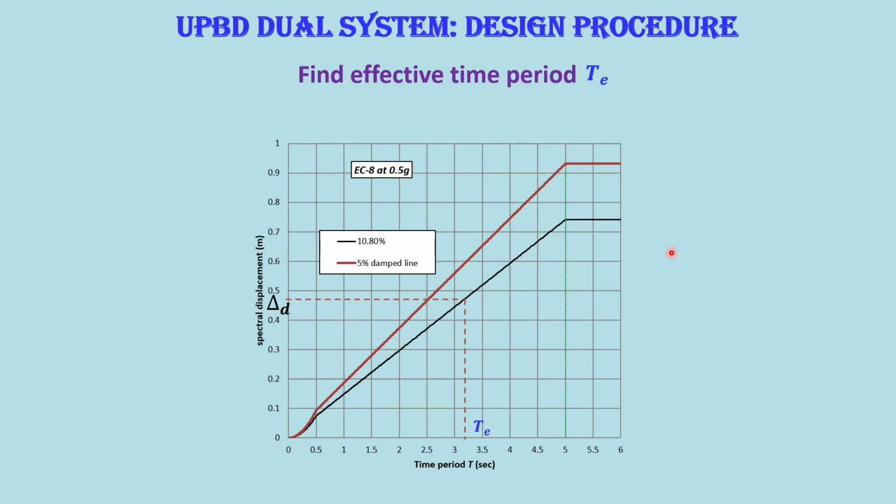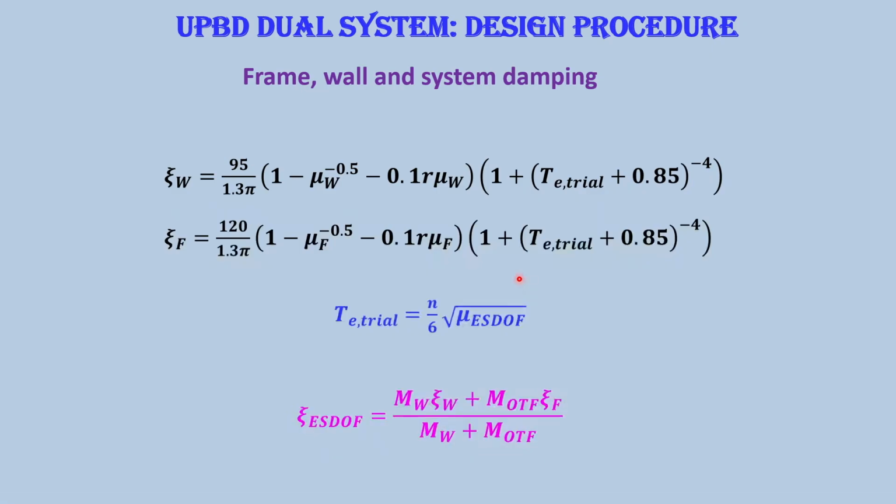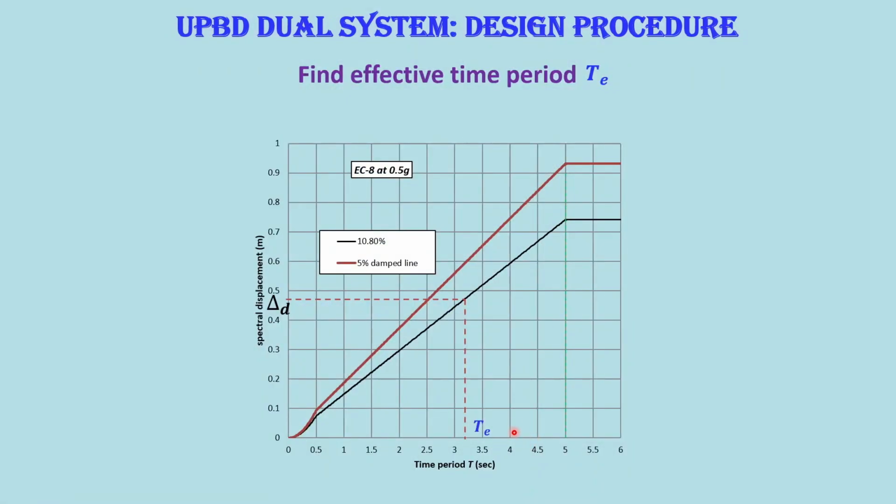We plot the displacement spectra for the design spectrum you have considered. In this diagram, the EC8 design spectrum has been considered at level 0.5 G. The red line is the 5% damped demand line, the displacement line corresponding to the 5% damping. And this black line corresponds to the damping Xi ES DOF, the value we have just discussed. That is the damping of the system.